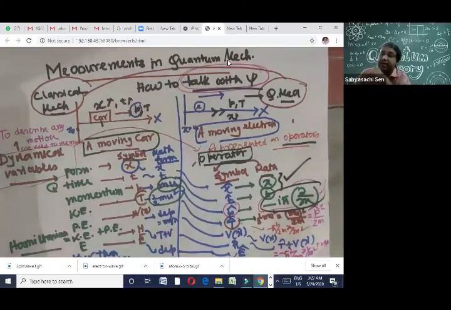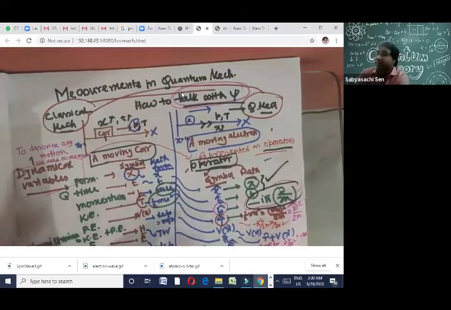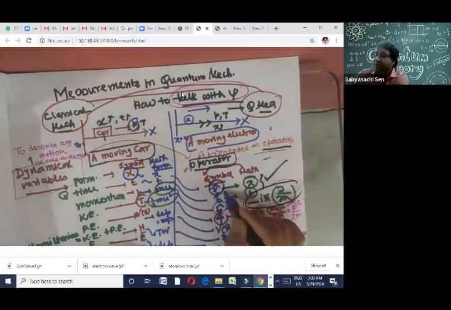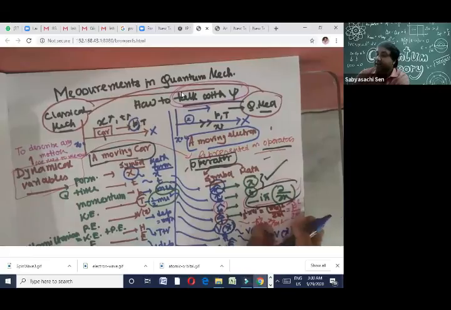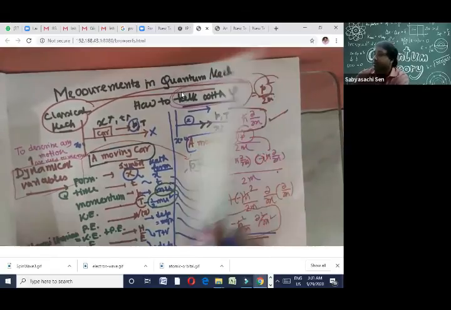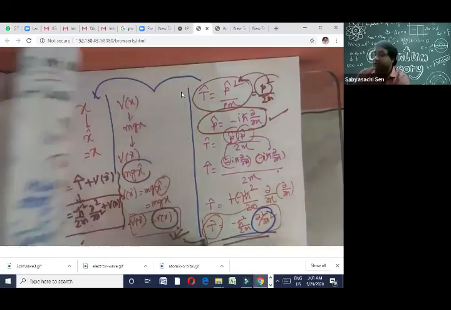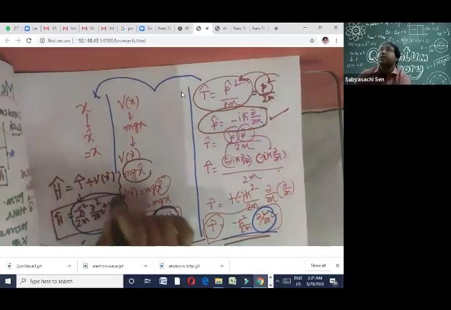If you have to know kinetic energy, that is given here. Psi is representing the matter in quantum mechanics. How do you talk with psi? If you have to know the momentum, the operator of momentum will act on psi. If you have to know kinetic energy, the operator of kinetic energy will act on psi. If I have to know the potential energy, the operator of potential energy will act on psi. So these are the forms. Knowing momentum means you do a first derivative of psi. Knowing kinetic energy means you do a second derivative of psi. Knowing potential energy means you operate V on psi. Knowing the Hamiltonian means you operate this operator on psi.